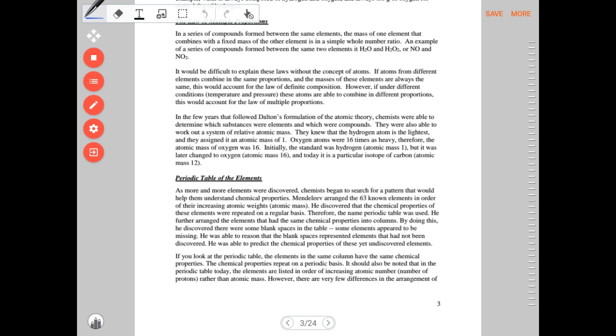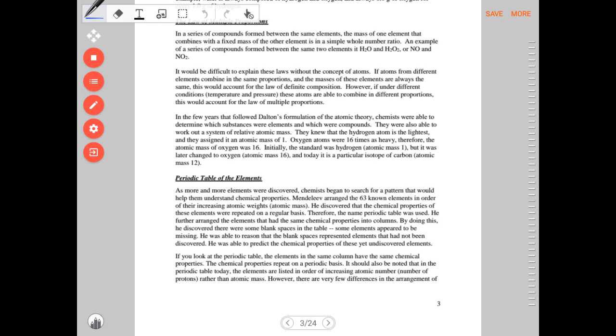Okay, let's talk about the periodic table for a minute. As more and more elements were discovered, chemists began to search for a pattern that would help them understand chemical properties. Mendeleev arranged the 63 known elements in order of their increasing atomic weights, atomic mass. He discovered that the chemical properties of these elements were repeated on a regular basis. Therefore, the name periodic table was used.